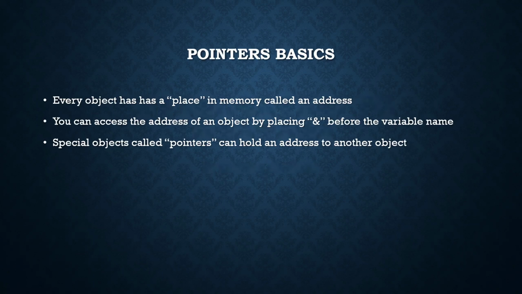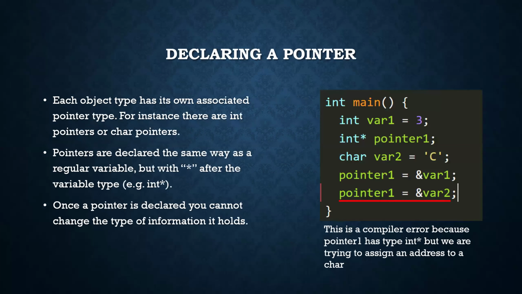All right, so every object, any type of variable you have, is going to have a quote unquote place in memory, and we call this an address. You can access the address of an object by placing an ampersand, or an and symbol, before the variable name that you're trying to find the address of. And there are also these special objects called pointers, which can hold an address of another object. It's a variable type that can hold an address.